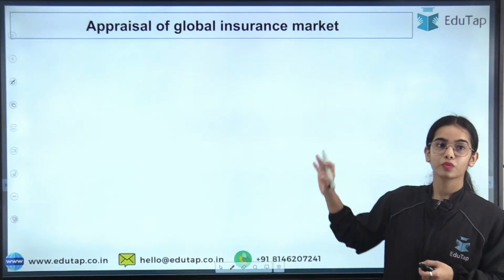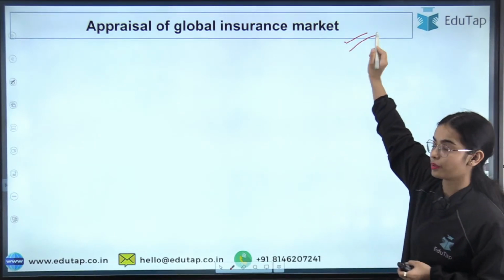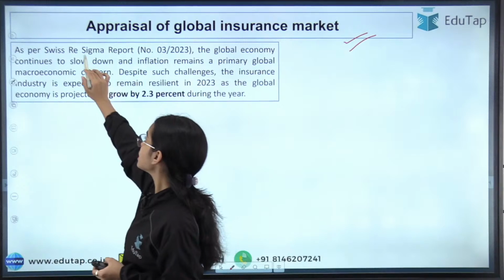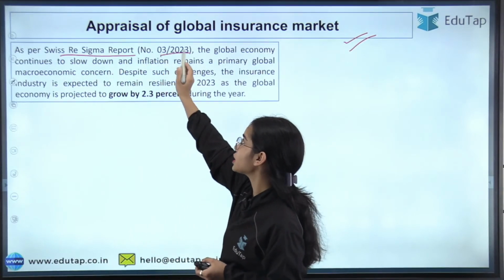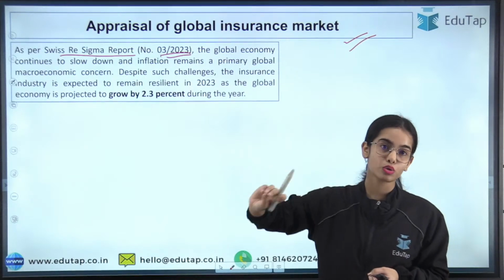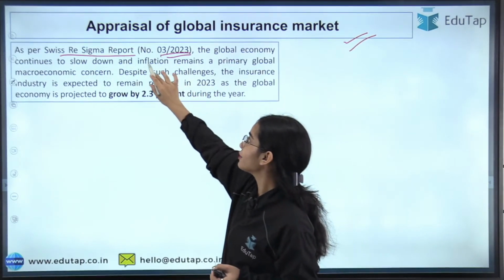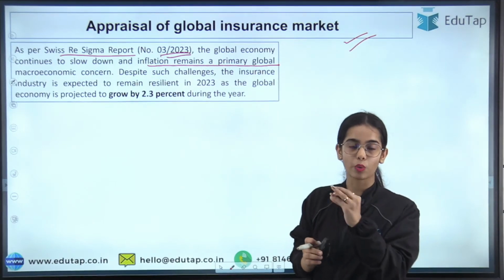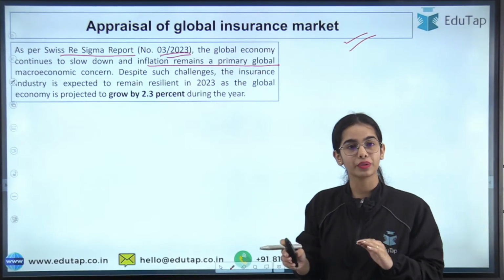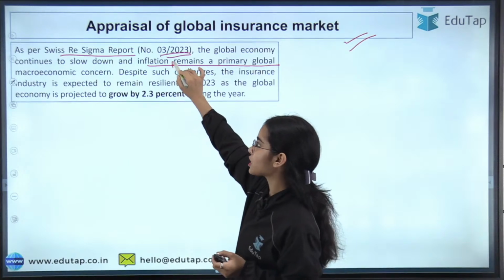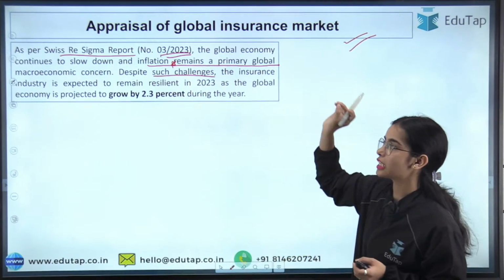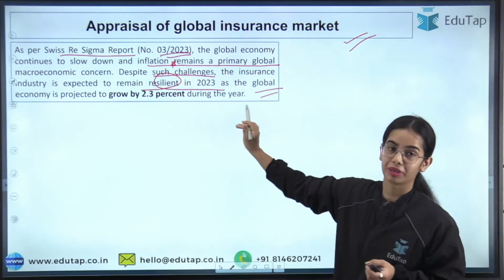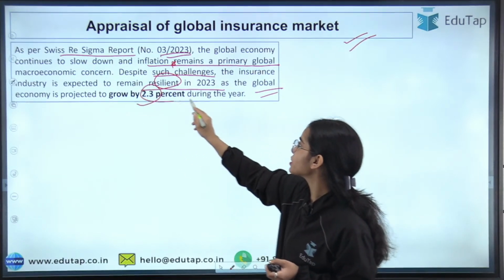So we are going to start with the appraisal of the global insurance market. In this report we have to focus on the appraisal of the global insurance market. As per the Swiss Re Sigma report released in 2023, the global economy continues to slow down and inflation remains a primary global macroeconomic concern. Despite such challenges, the insurance industry is expected to remain resilient in 2023 as the global economy is projected to grow by 2.3% during the year.